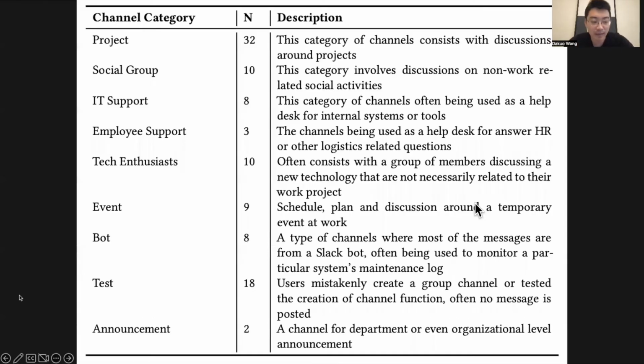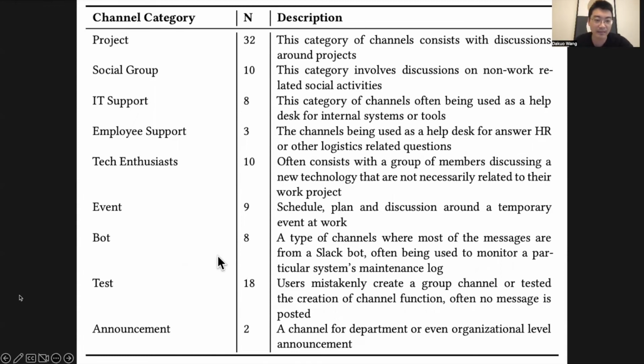What we found here, I will highlight only two parts of the data. For the first, we are looking at the 9 categories of group chat channels. These are very distinctive from each other. For example, 32 out of the 100 Slack channels that we qualitatively annotated belong to this project category, which means people are primarily using these channels to discuss topics related to particular projects.